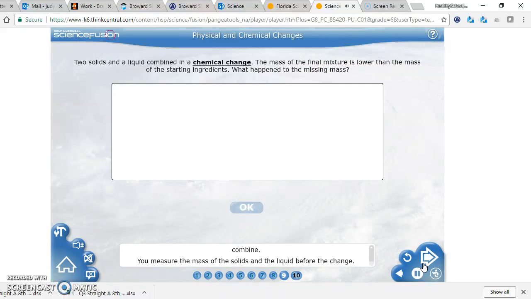Two solids and a liquid combined in a chemical change. The mass of the final mixture is lower than the mass of the starting ingredients. What happened to the missing mass?